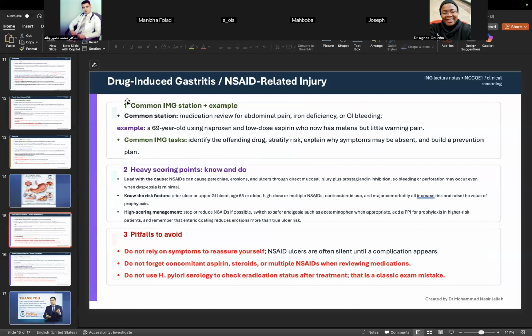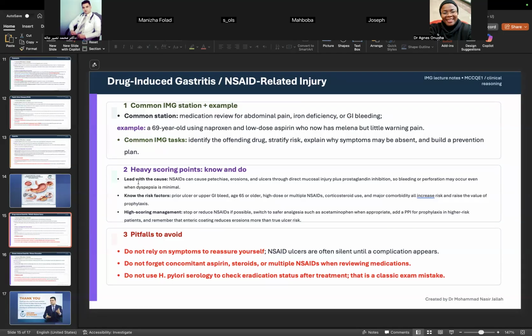Now, drug-induced gastritis, a common station: medication review for abdominal pain, iron deficiency, or GI bleeding. For example, they give you a scenario about a 69-year-old using naproxen and low-dose aspirin who now has melena but little warning pain. Melena, right? Identify the offending drugs. Stratify risk. Explain that symptoms may be absent. Again, as I mentioned before, the patient might only come for a regular checkup, okay? And build a prevention plan.